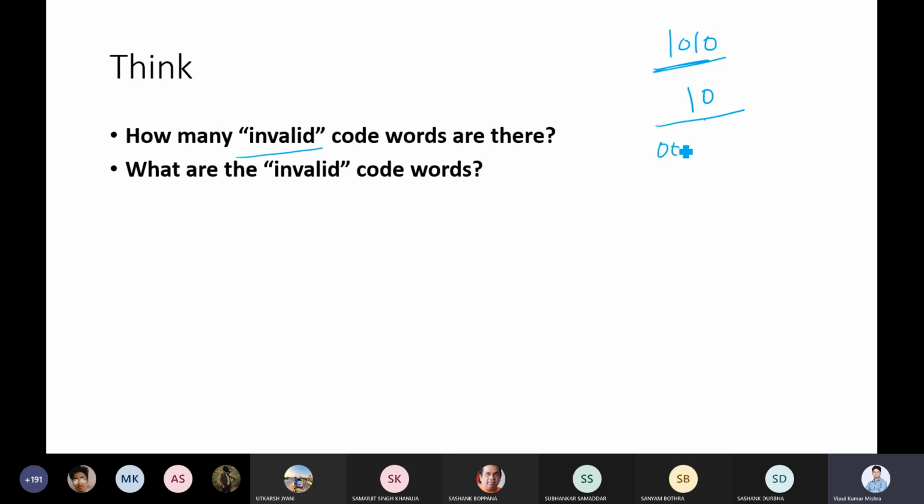BCD, not hexadecimal. BCD, just what we have seen here. 8 plus 2. So it is 0001 and 0000. This is the representation of BCD of 10, and this is the representation in binary. There are two different things here right now. Once you say BCD, this is your BCD representation.